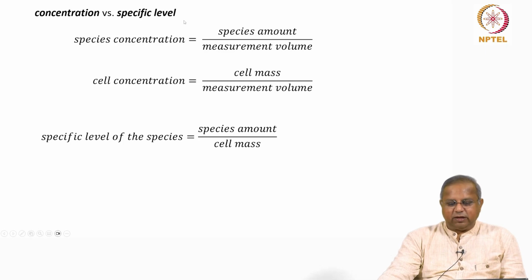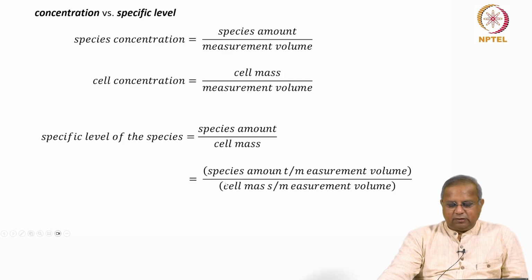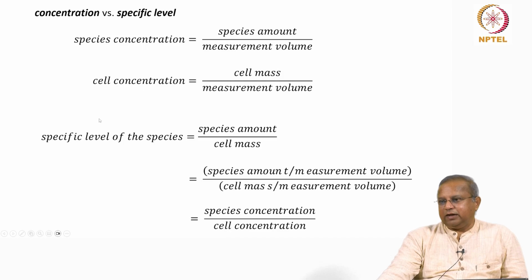And therefore, the specific level of the species in the cell, specific level per unit cell, is species amount by the cell mass. How do you get this from the two values that are measurable? You can typically measure concentrations more easily, right? So, these are the measured values: species concentration and cell concentration. If you divide species concentration by the cell concentration, you get the specific level of the species. In other words, species amount by the cell mass can be obtained through the measured values of the species concentration and the cell concentration. Unless otherwise stated, we are talking about the specific level of reactive species, only that makes sense.